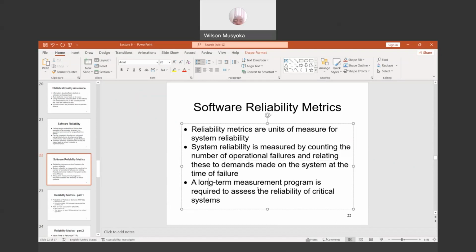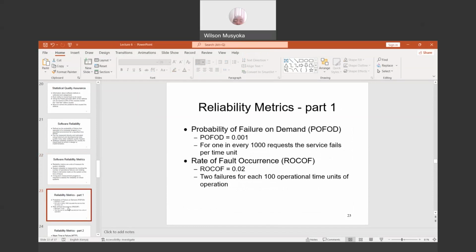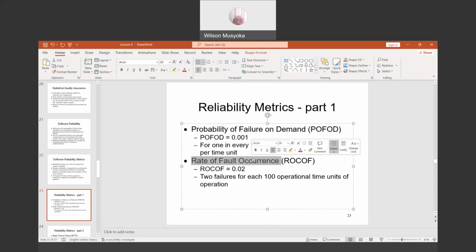So a long-term measurement program is required, because in a short period of time you may not be able to say that it is of quality, but after a long period of time you can be able to check on that. And this is where we talk about metrics like probability of failure on demand. Like at that time, was it able to fail, or was it able to deliver? Then rate of fault occurrence, whereby if it was able to fail, how many times did it fail, or how many times did it shut down? So that is the kind of measurement you can always use.